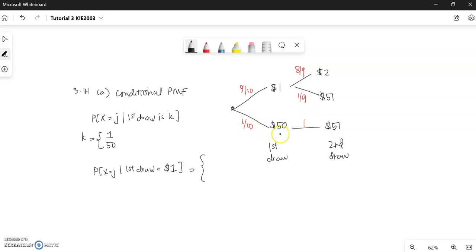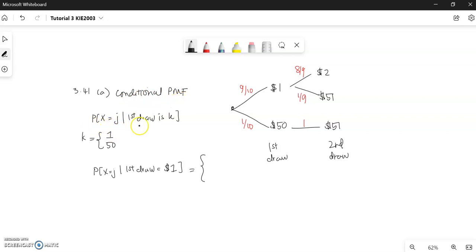And if you got a $50 bill on the first draw, the next draw you take out will definitely give you a $1 bill. That's the only possible outcome, 51. So the probability of getting 51 when the first draw is 50 is definitely 1. So how do we write this conditional PMF?